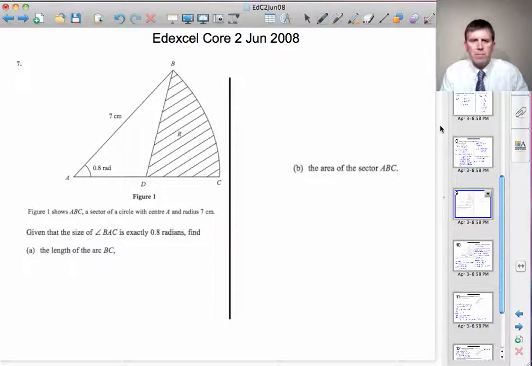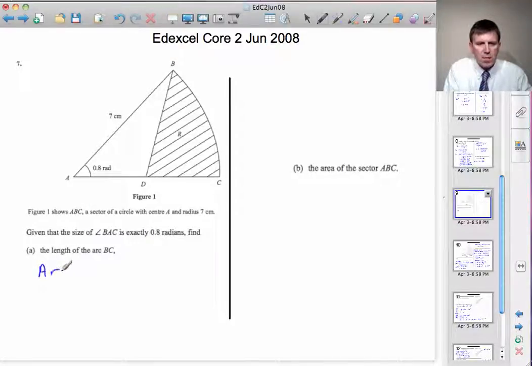Question 7. Figure 1 shows ABC, a sector of a circle with centre A and radius 7 centimetres. Given that the size of angle BAC is exactly 0.8 radians, find (a) the length of the arc BC and (b) the area of the sector ABC. So we'll begin by finding the arc length.